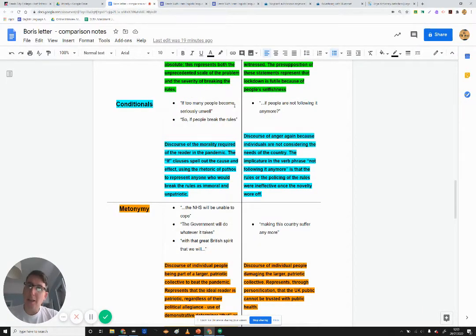Another language feature that's quite easy to spot because you can normally work it out from the word "if": conditionals. Conditional sentences are effectively sentences that talk about cause and effect. So if you do this, I will do that. What they allow you to do is show the consequences of things.